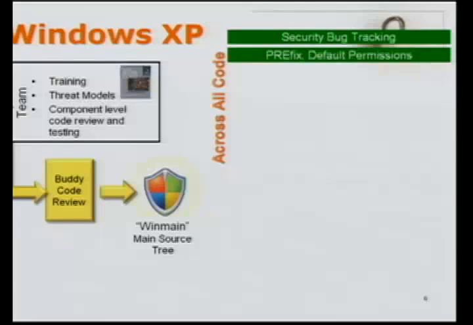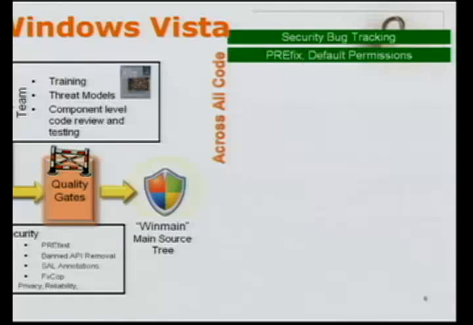We also did have certain tools that we would run across the code base just as a whole. So this is Windows XP. Windows Vista, one of the first changes that we made was we tried to understand how can we prevent defects from getting into the code base in the first place.